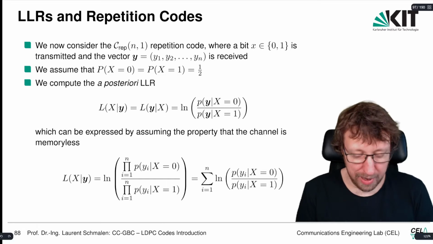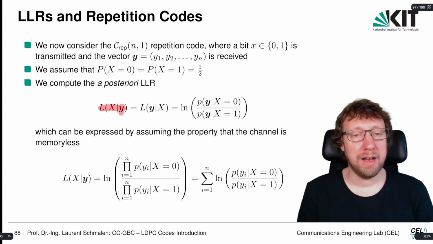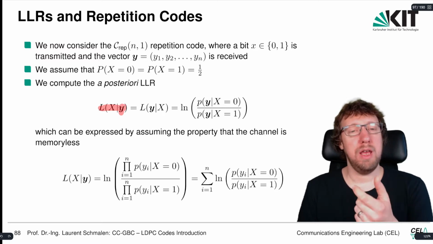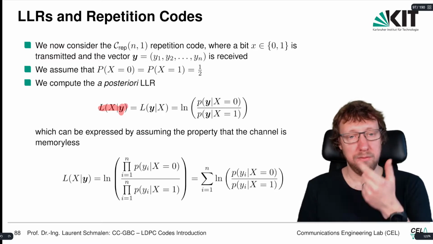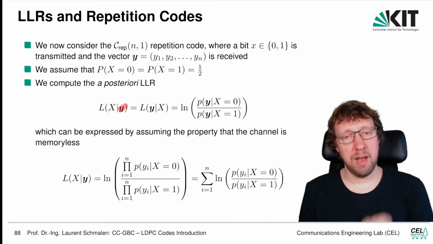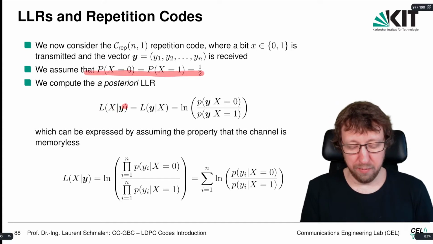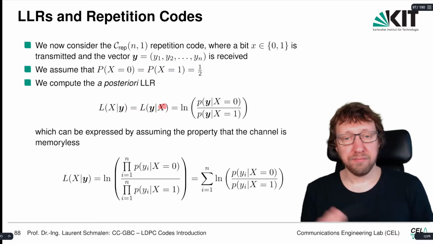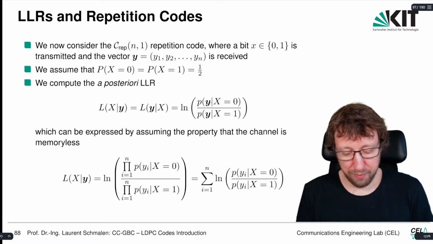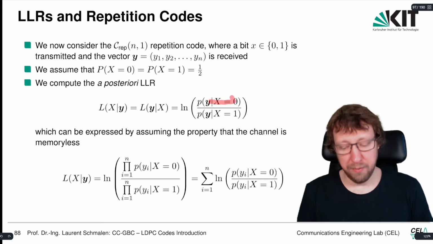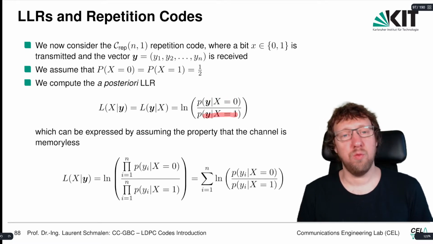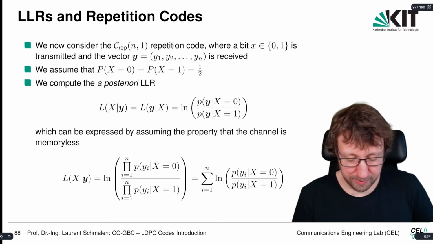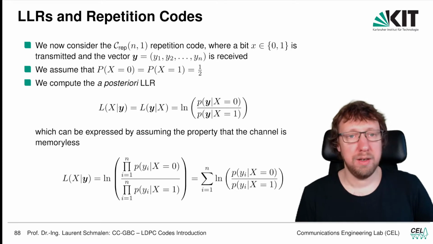So we calculate L of x given the received vector y, and because the a posteriori is equal to a transition log-likelihood ratio if we have a uniform prior on x, this is equal to L of y given x. So this is then equal to L of P of y given x equals 0 divided by P of y given x equals 1. And this is something we can express, because we assume that it's memoryless.